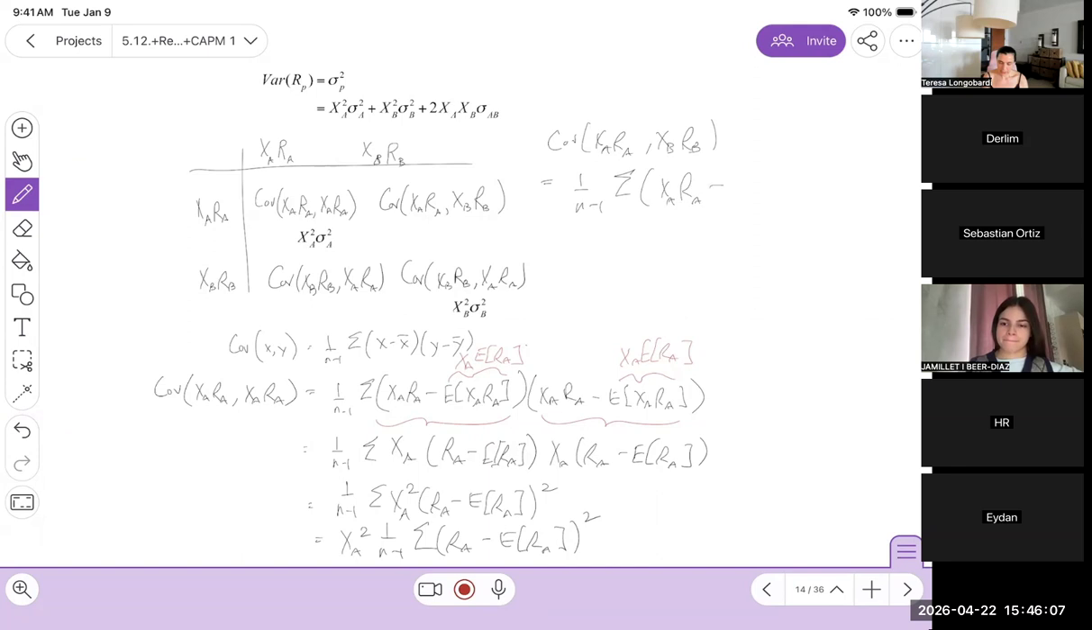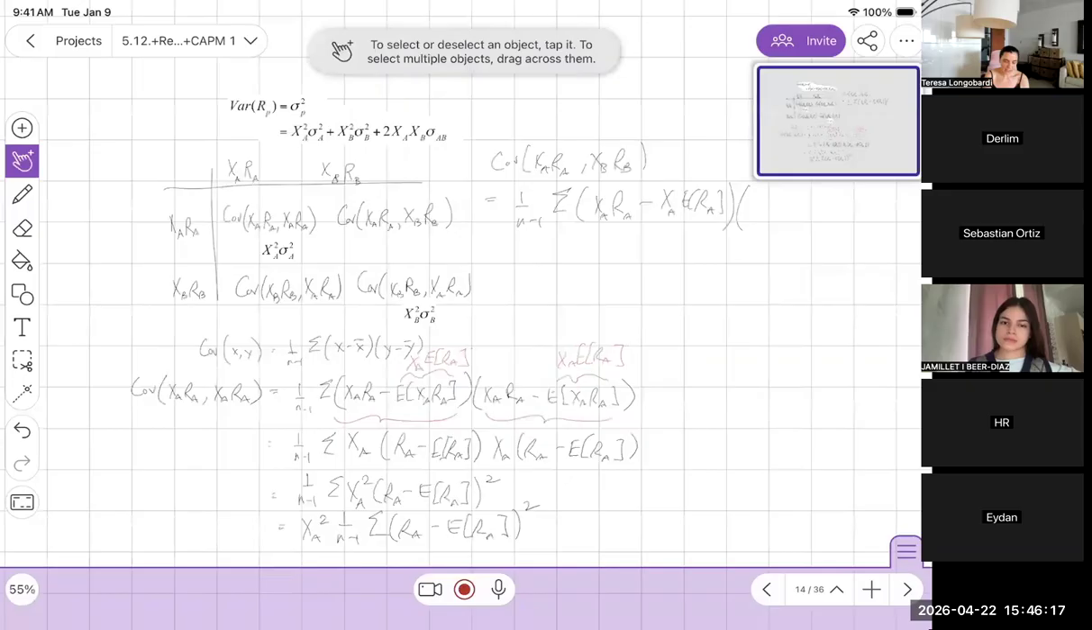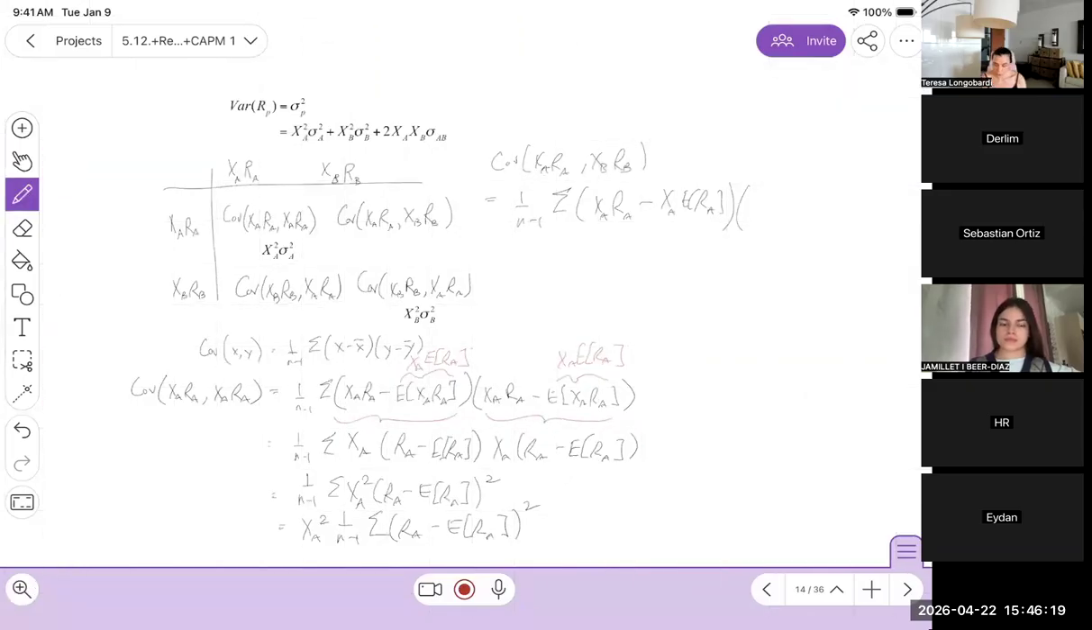XARA minus XA E of RA, and then this one. And you guys never have to write this again if you understand. I'm just writing all this out to show you what's behind what you're doing. You don't have to. I'm not going to test you on proving it. The point is this is supposed to help you understand and remember the formula better because you know where it comes from.